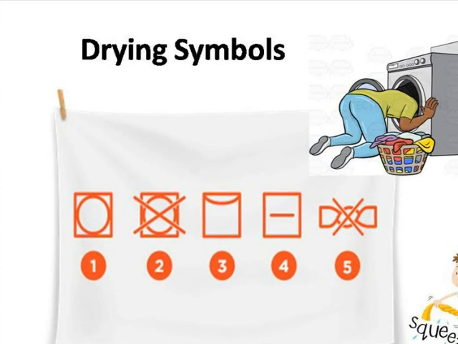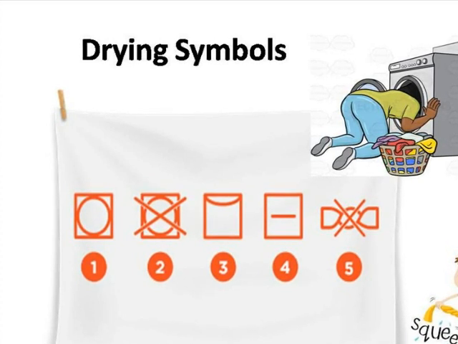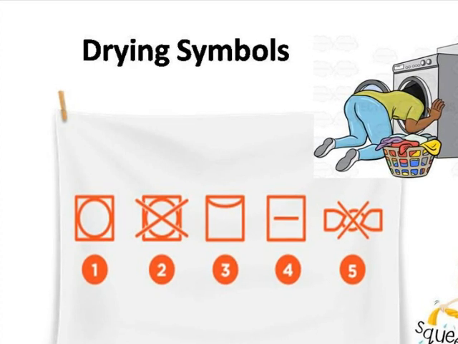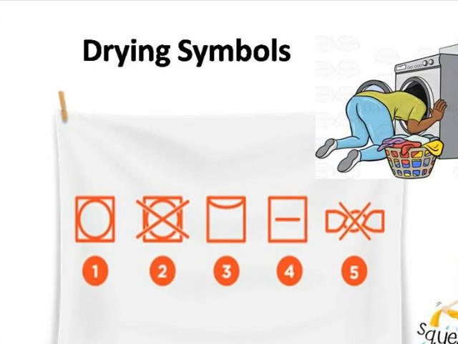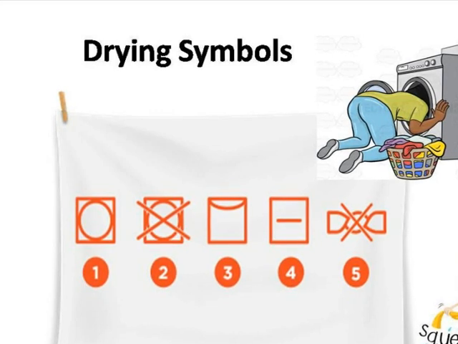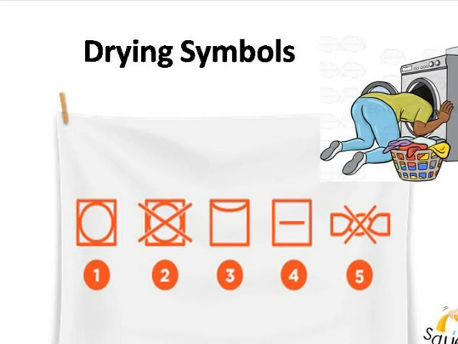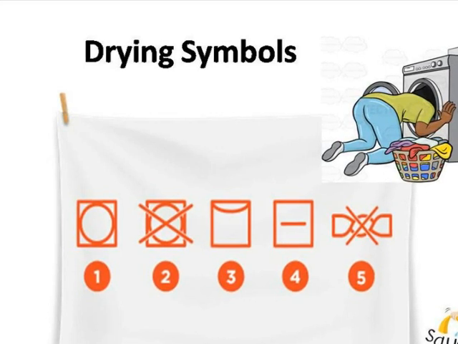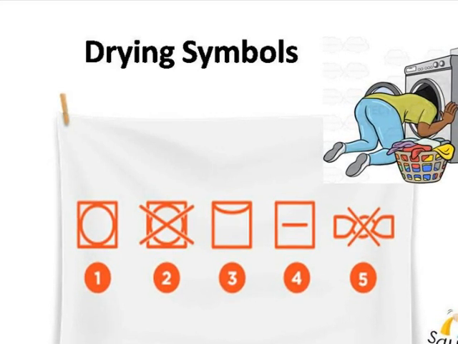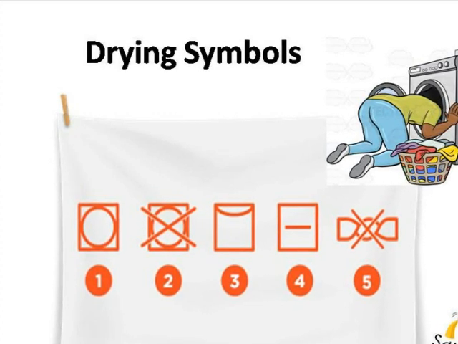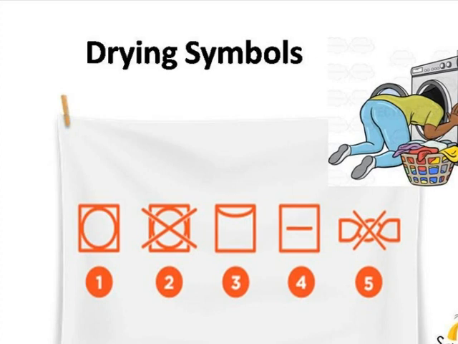The fourth symbol in the picture indicates that it should be dried flat. It should not be hung over a surface, otherwise it will lose its dimensional stability or become D-shaped. A perfect example of this is knitted t-shirts. All knitted garments should be dried flat. These should not be hung from a surface.